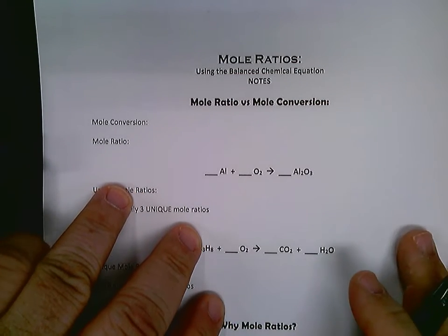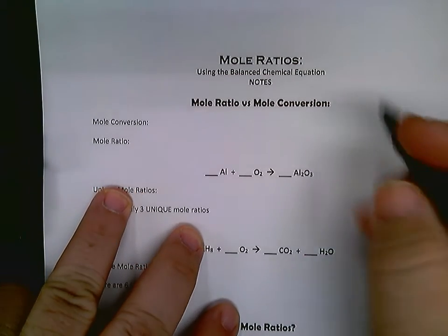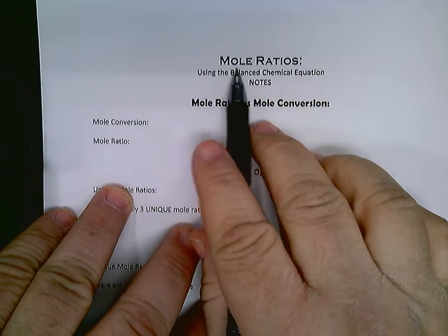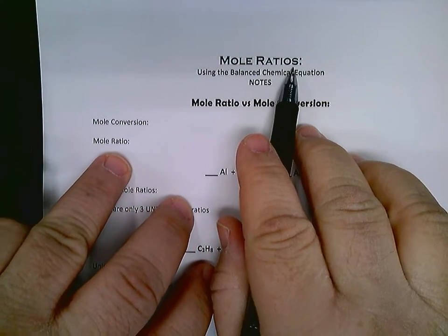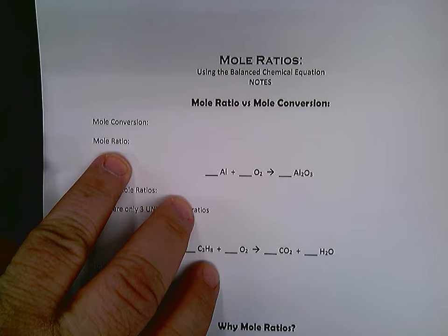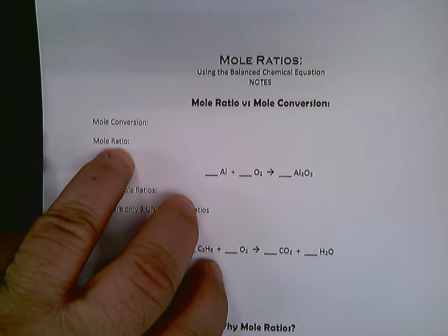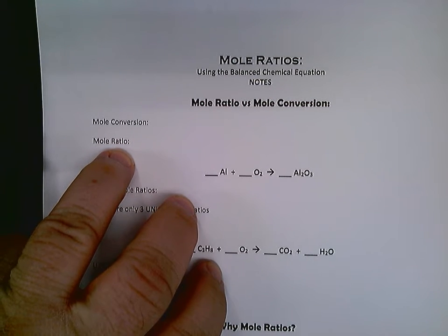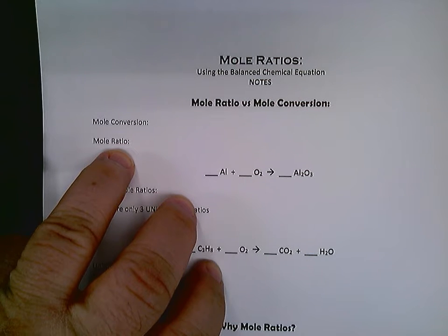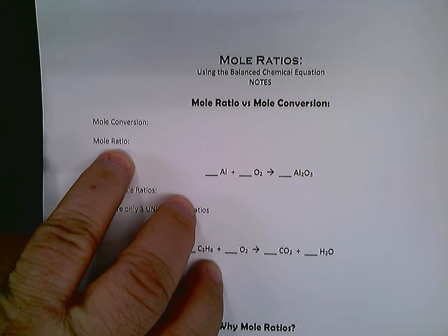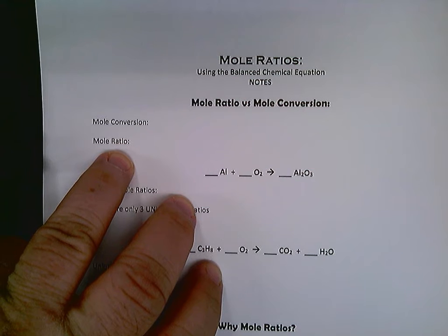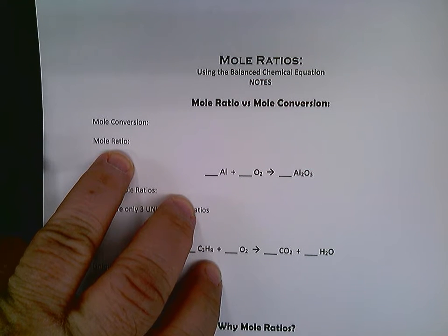All right, in this video, essentially, we're going to talk about what are called mole ratios. Now, mole ratios are a very important aspect of this class in that they're going to help us do something called stoichiometry. Stoichiometry is extremely important to us in that it's going to allow us to calculate a lot of things about a given chemical reaction.